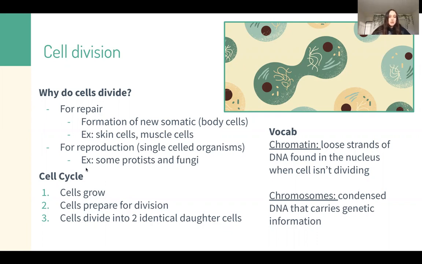And the cell cycle simplified in 3 steps is number 1, cells grow, number 2, cells prepare for division, and number 3, cells divide into 2 identical daughter cells. And some vocab you should know: chromatin is the loose strands of DNA found in the nucleus when the cell isn't dividing, and chromosomes are the condensed DNA that carry genetic information.